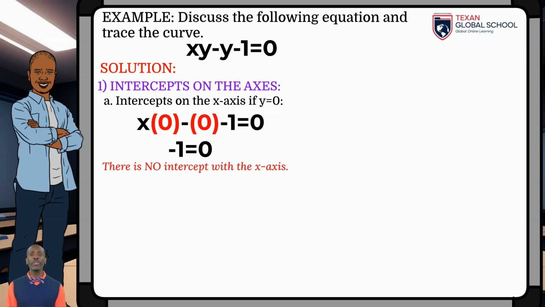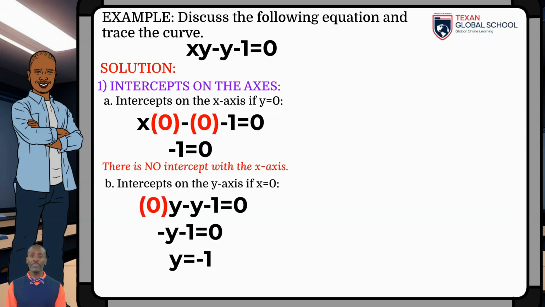Since the variable was eliminated, it implies that there is no intercept with the x-axis. To find out if there is an intercept with the y-axis, substitute x equal to 0. We can see that there is an intercept at -1.